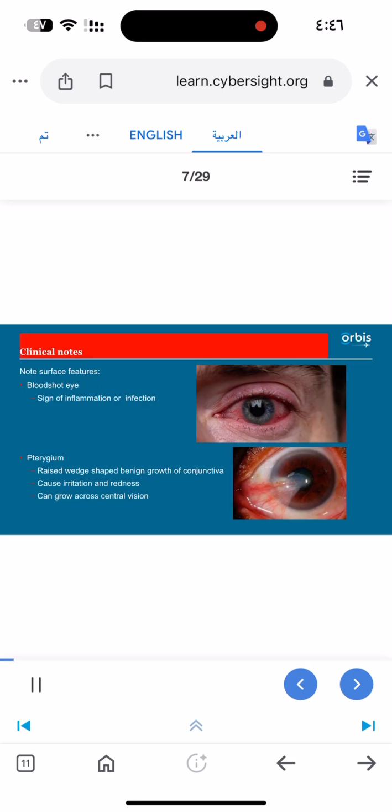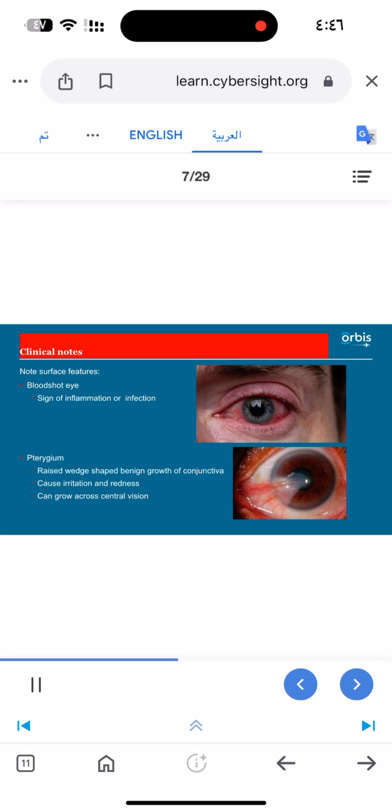And now a couple of clinical notes on the ocular surface. When you examine your patient, look for signs of a bloodshot eye, as this can signify inflammation or infection and could potentially be a contraindication to an ophthalmic block.